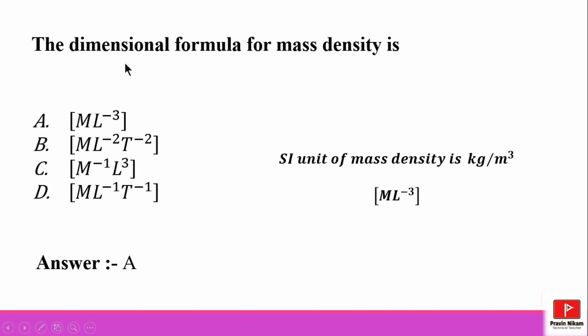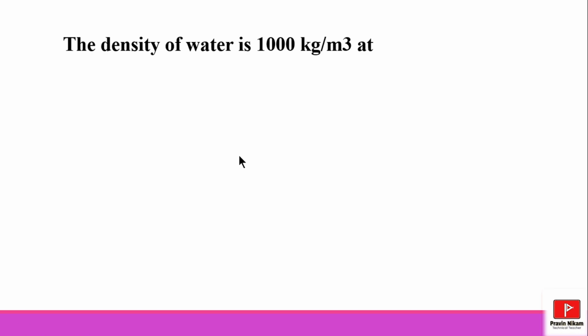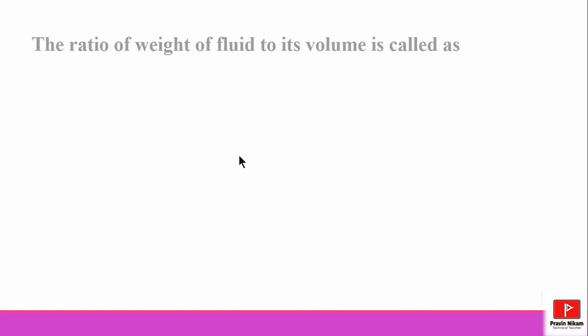So like this you can write a dimensional formula for any physical quantity. Now see the next question. The density of water is 1000 kg per meter cube at. This value of density of water is at the temperature 4 degrees Celsius. At 4 degrees Celsius the mass density of water is 1000 kg per meter cube. So the correct option is C.